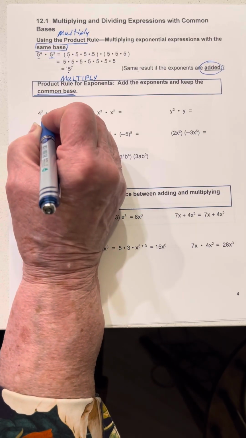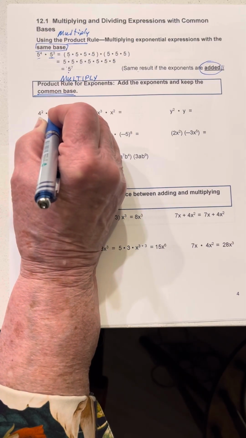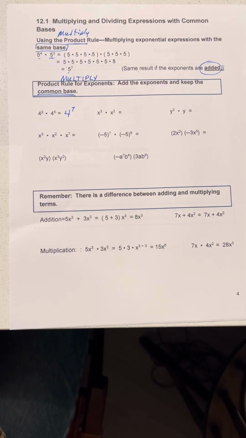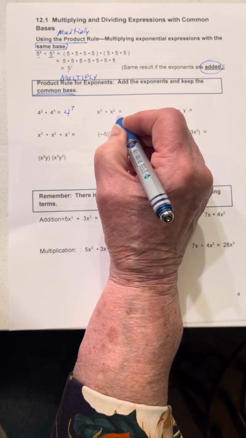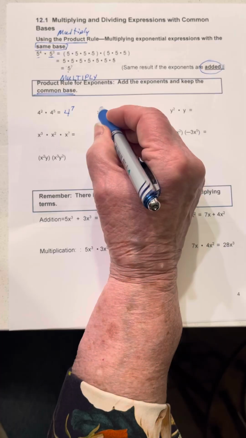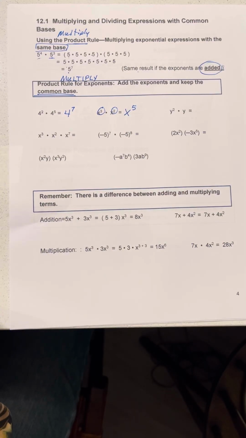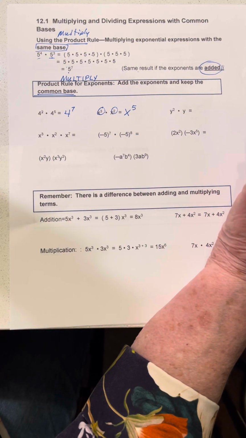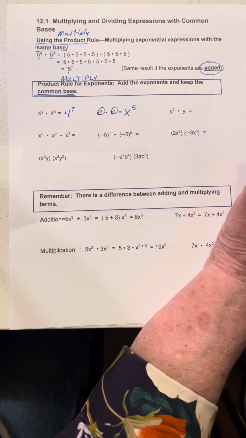4 to the second power times 4 to the fifth power would be 4 to the 2 plus 5, which would be seventh power. And we can just leave these in exponent form. If we have a variable for our base, x to the third power times x to the second power, we're still going to have a base of x, and we're going to be adding 3 plus 2, so x to the fifth power. This is really pretty simple. You just have to remember the rule and be sure that you're multiplying things that have the same base.